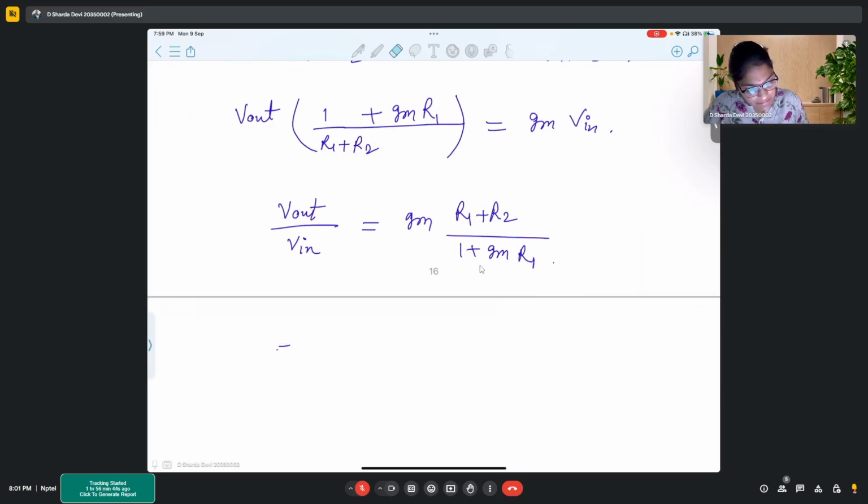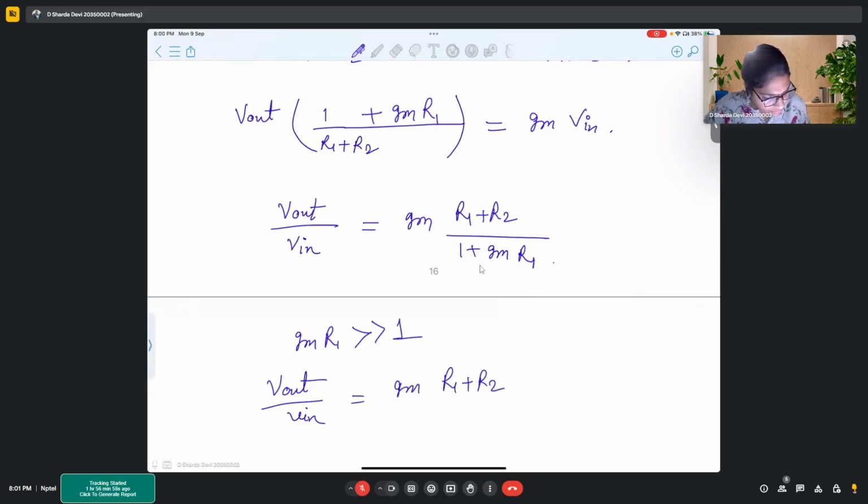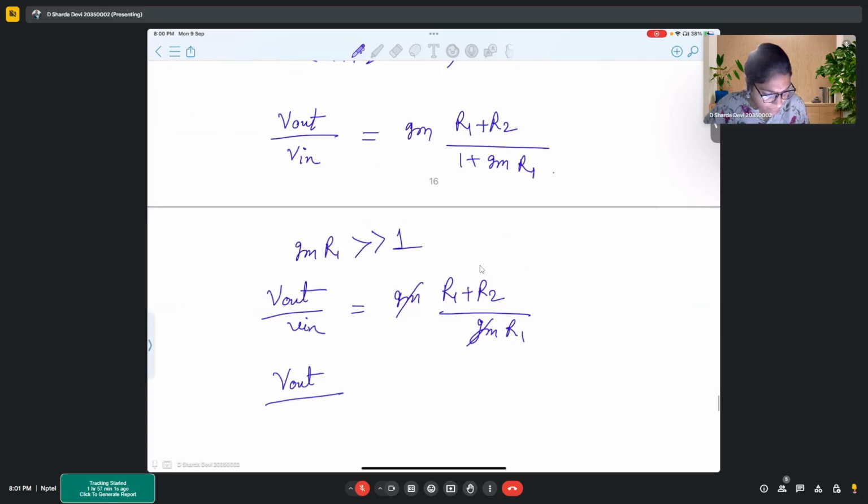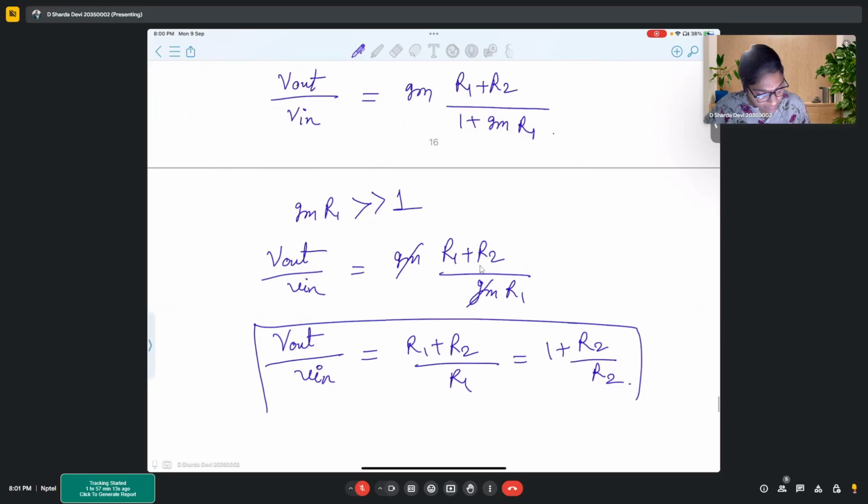So considering that GM R1 is much larger than 1, we would get GM R1 plus R2 upon GM R1. So V out by V in is R1 plus R2 by R1, which is 1 plus R2 by R1. So actually what was asked in the question was V out by V in, right? Which comes out to be 1 plus R2 by R1.